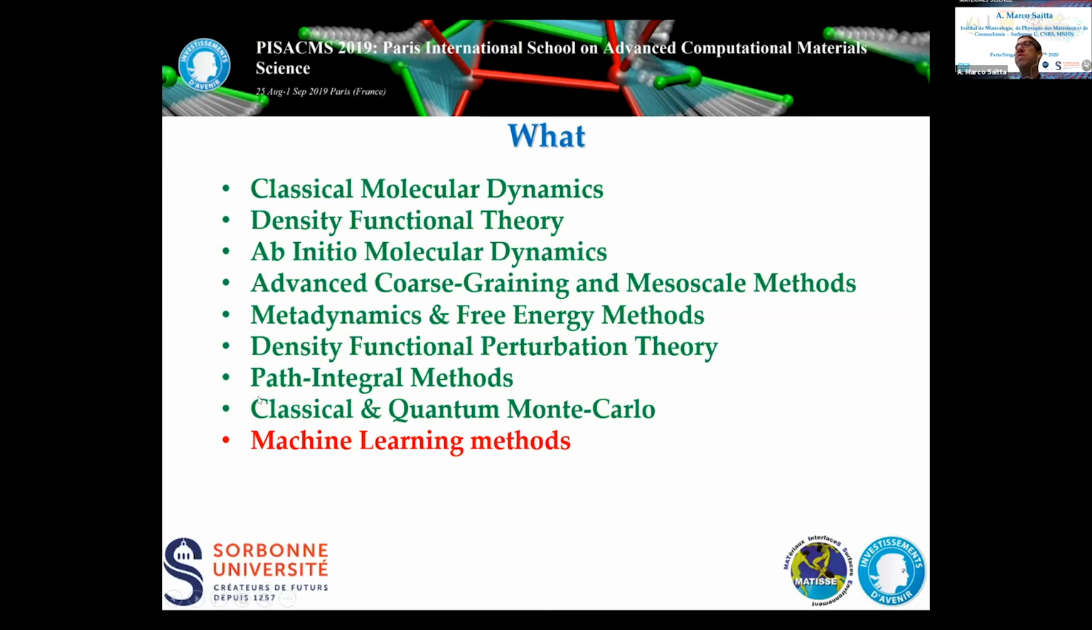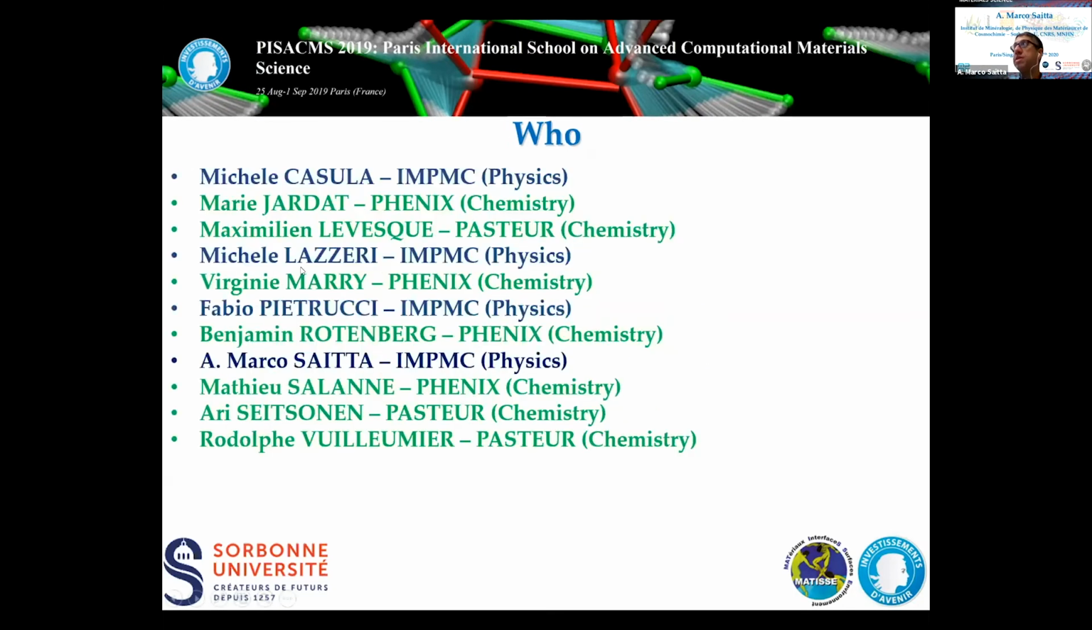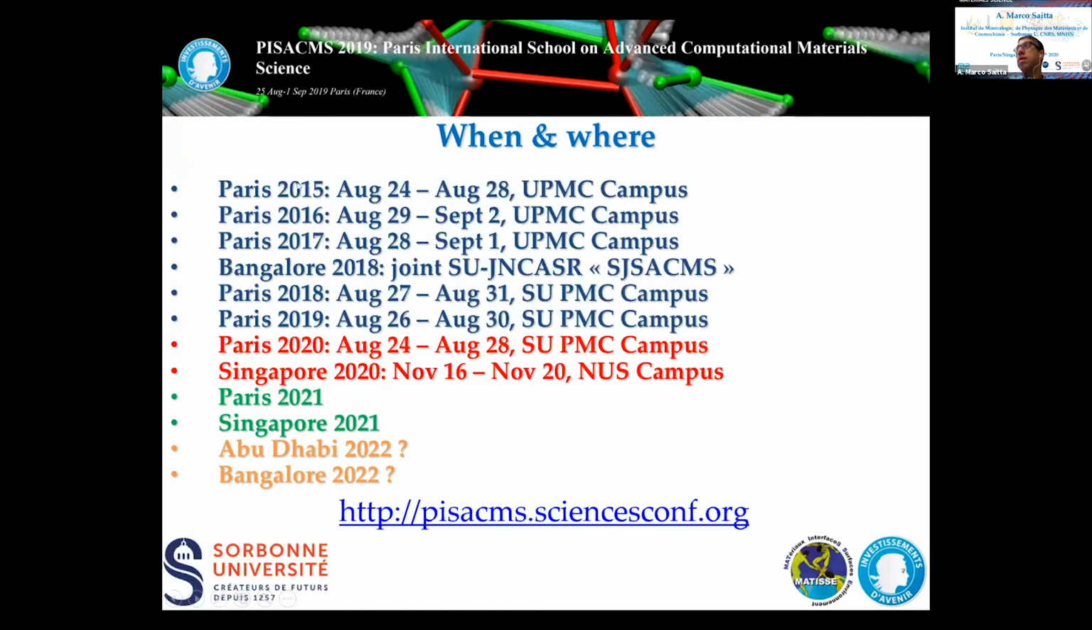The 2020 edition should have been the first one in which we would have introduced machine learning methods. Of course, this edition never took place, but it is something we will do later on in the next few years. And so this is the list of Parisian colleagues that participate in this school. The color code is physicists in blue and chemists in green. So there are several labs here in the Sorbonne University. And that's a very nice inter-laboratory collaboration, which is going on for more than 5 years. So we had 5 Parisian editions.